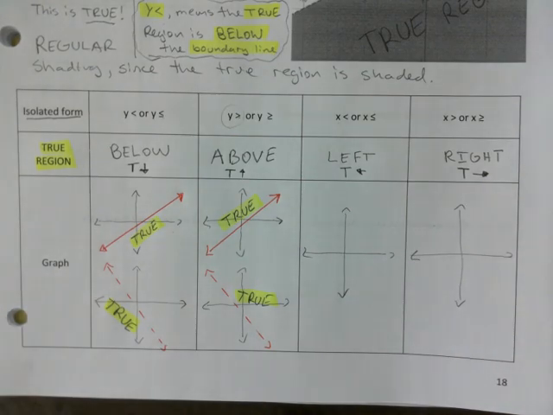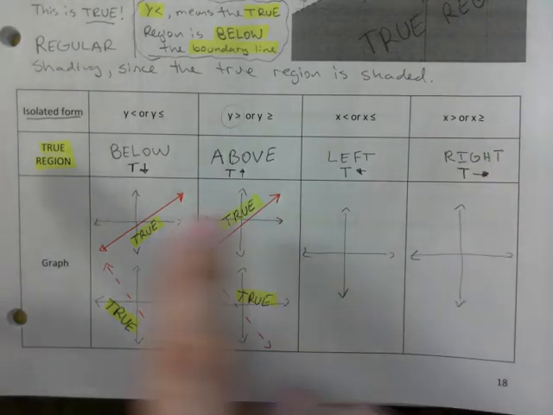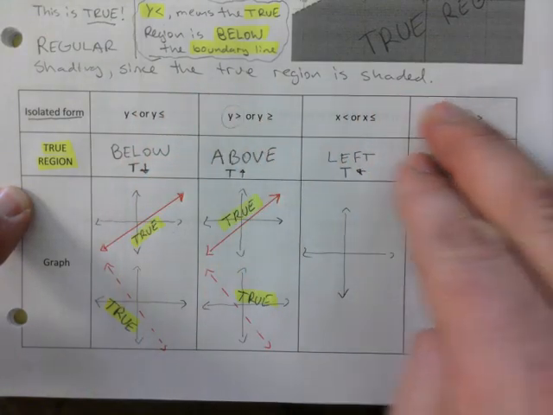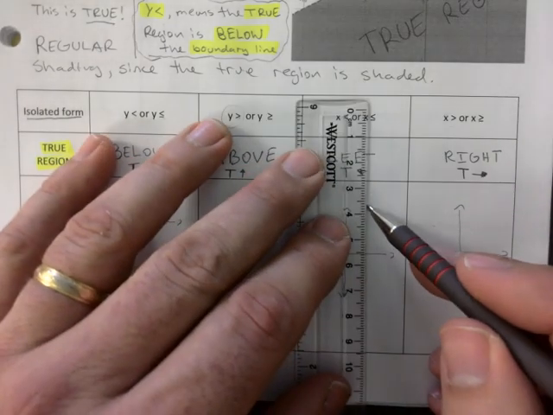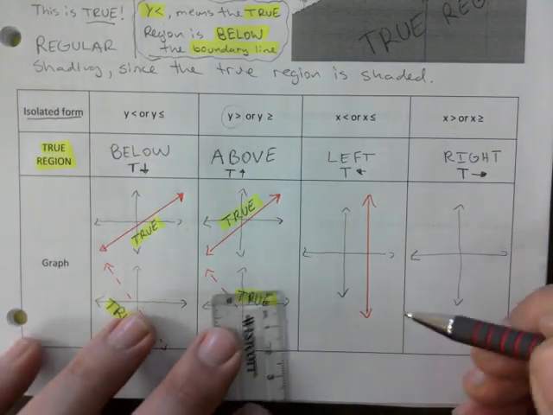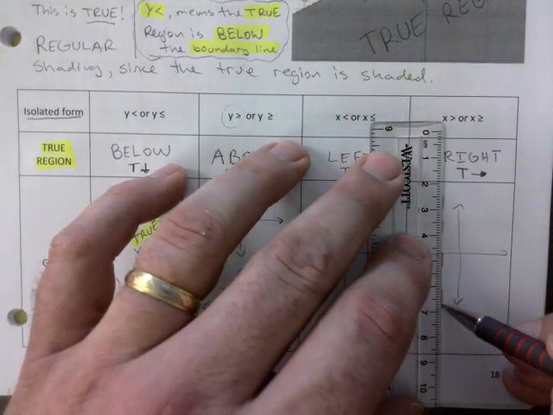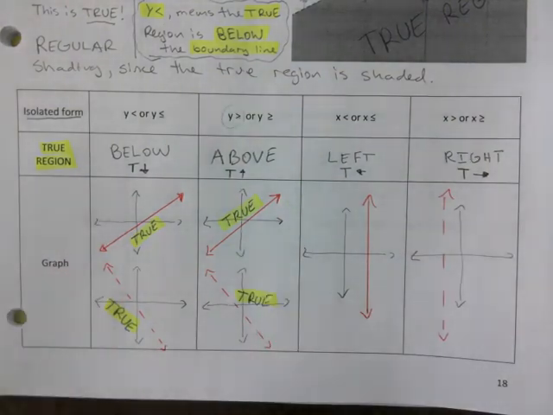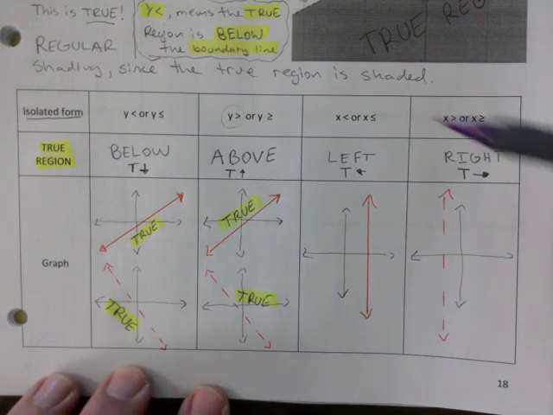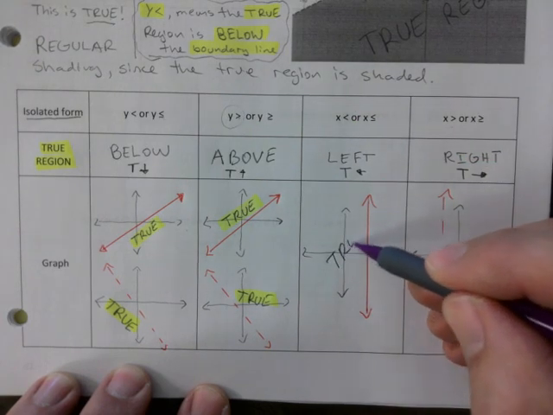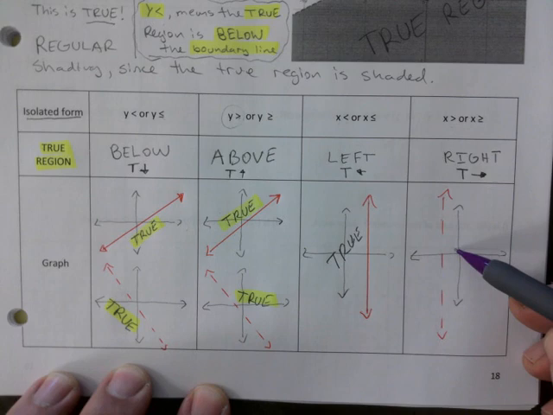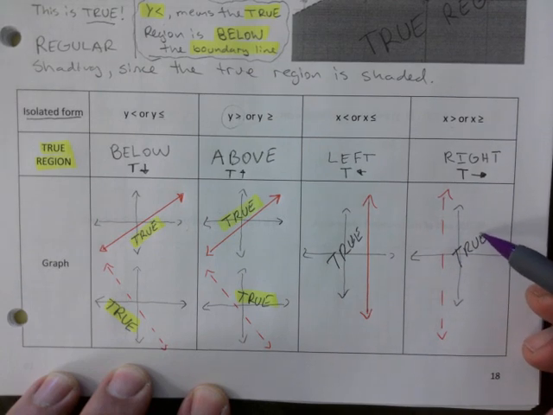I don't think you need the graphs for your study sheet, but I would definitely have the two top rows here on my study sheet. Okay. So if it's a vertical line, right? So if you isolate and you get x is less than, the true region is going to be to the left. And if it's greater than, the true region is going to be everything to the right.